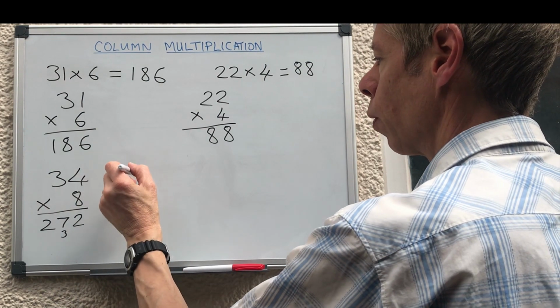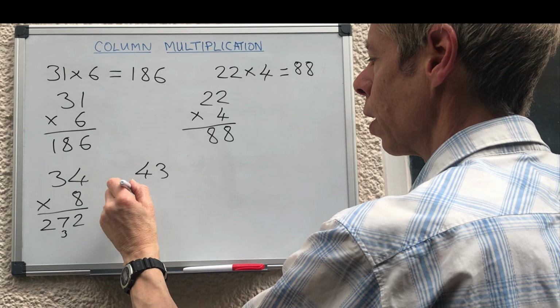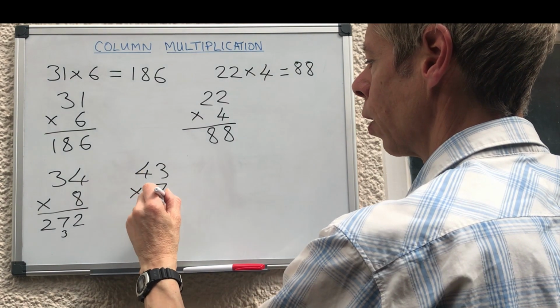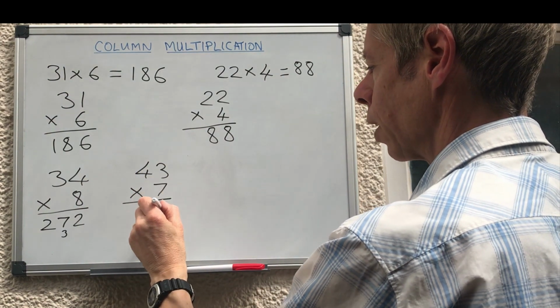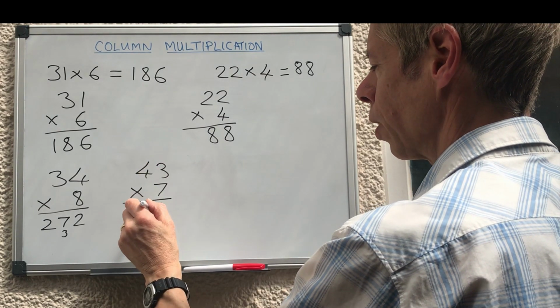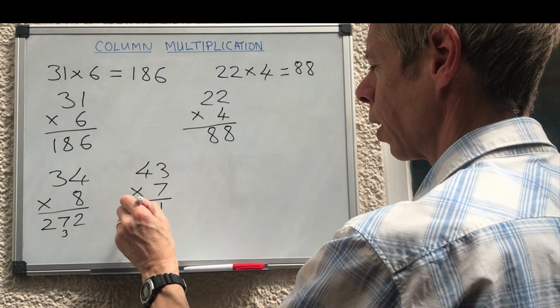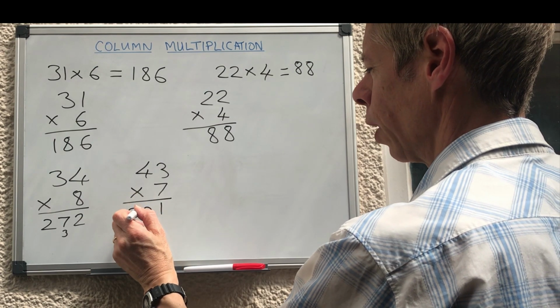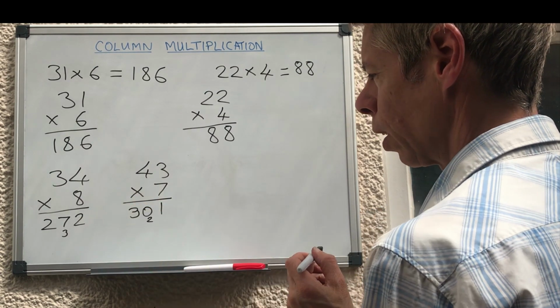Okay, what about 43 times 7? Well, 3 times 7 is 21, 4 times 7 is 28, so total, add the 2 makes 30, so the answer is 301. One of my amazing threes again.